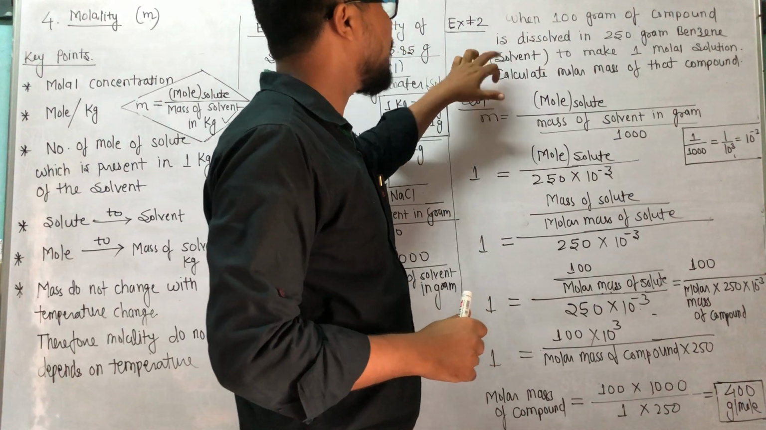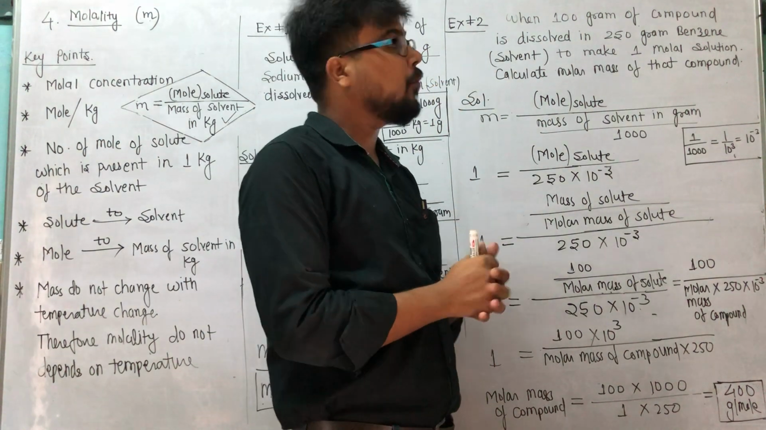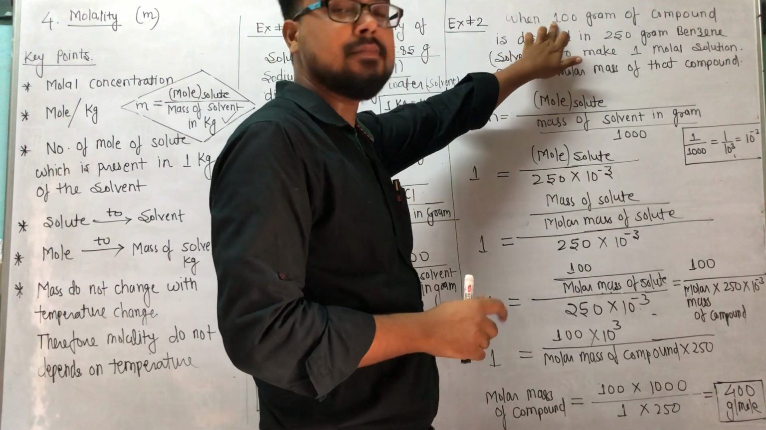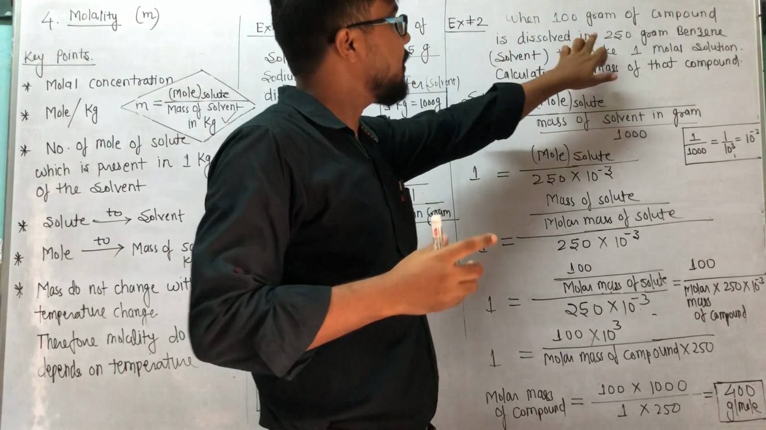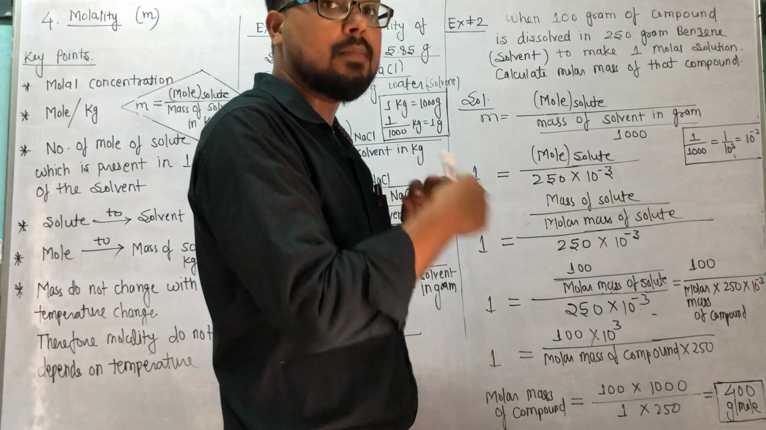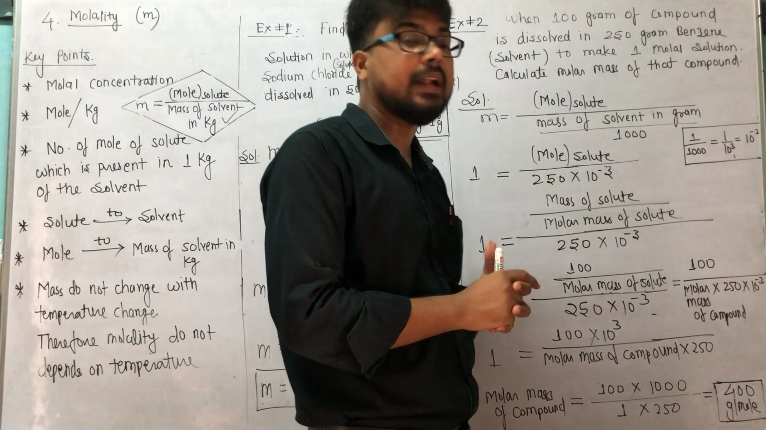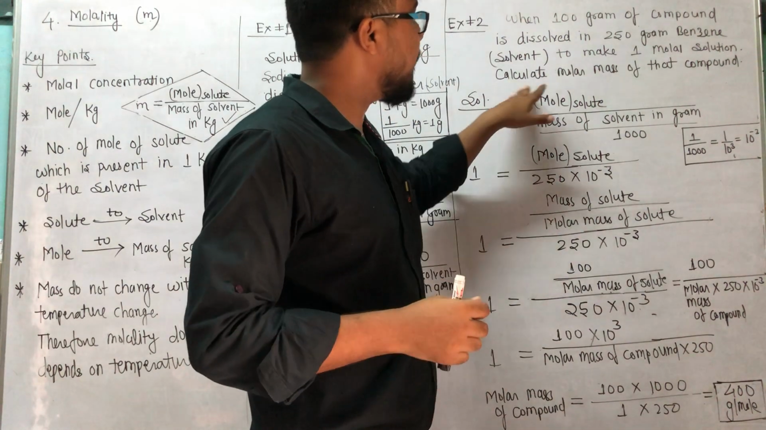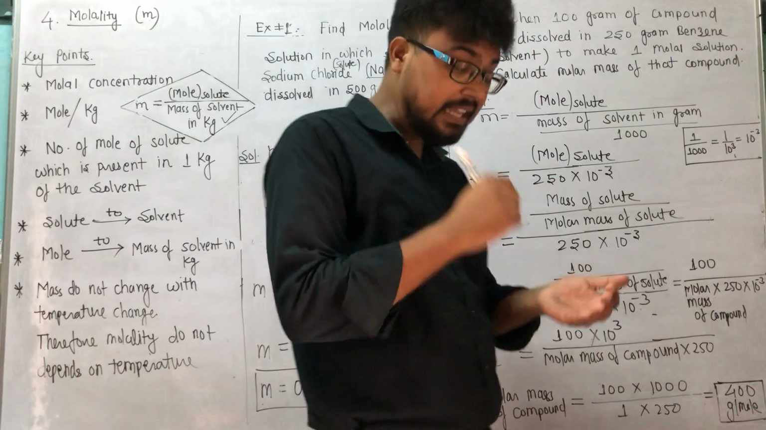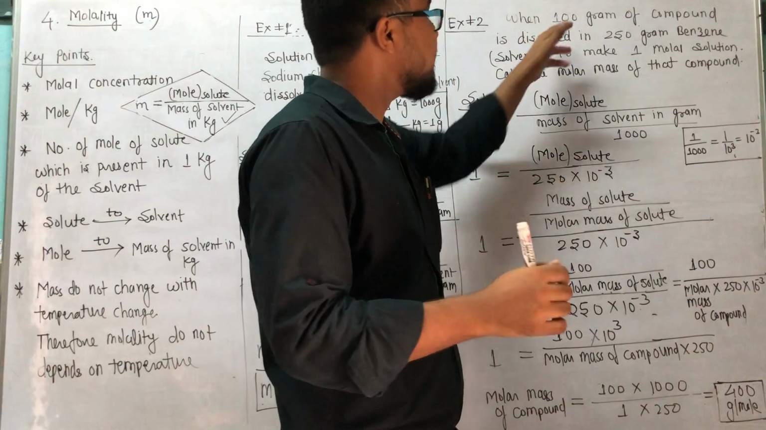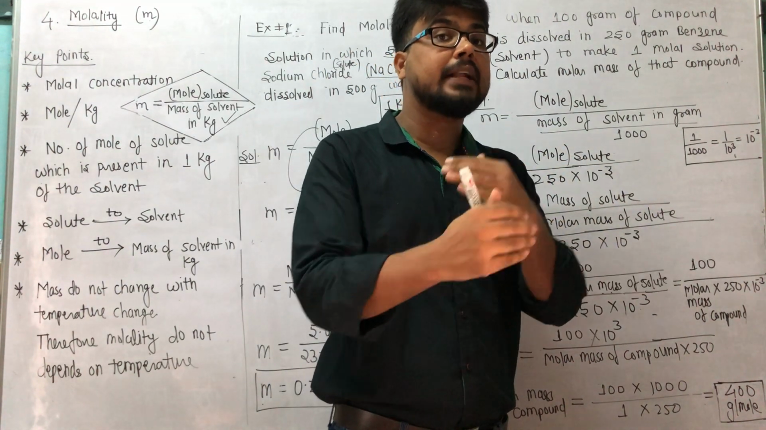When 100 gram of compound is dissolved in 250 gram benzene. Correct? 250 gram benzene. 100 gram means given mass, and 250 gram, that is also mass of solvent. See, benzene is solvent. To make 1 molar solution, calculate molar mass of that compound. Means in this question, compound is unknown, its mass is given, we have to calculate its molar mass.